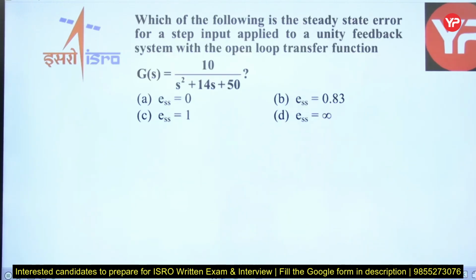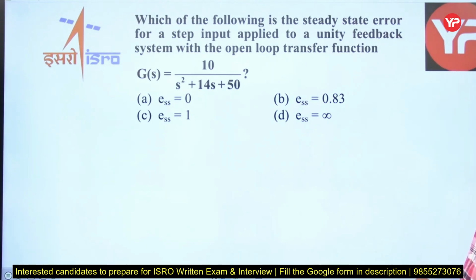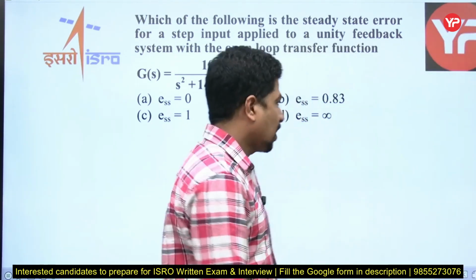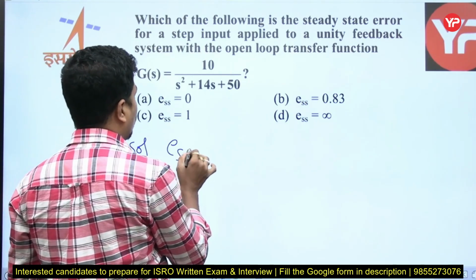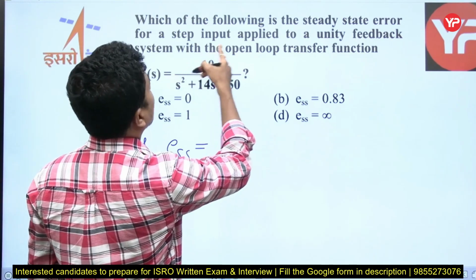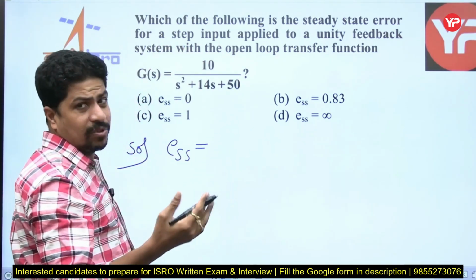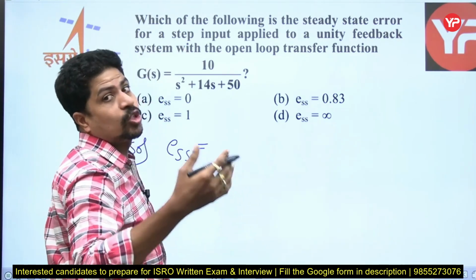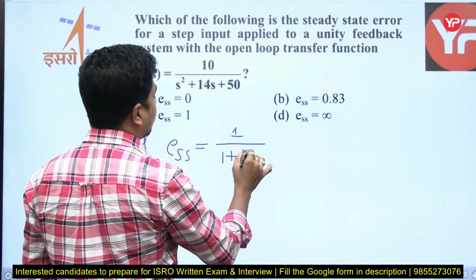Next. Which of the following is the steady state error for a step input applied to a unity feedback system with the given open loop transfer function? What is the error formula? The input given is a step input. As we did not mention the magnitude of the step, we take it as unit step. If you mention step of magnitude 2, we'll take A is equal to 2. ESS is A by 1 plus Kp.